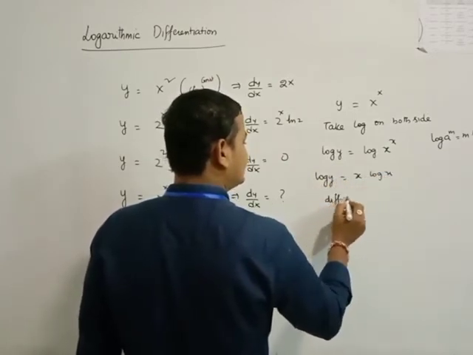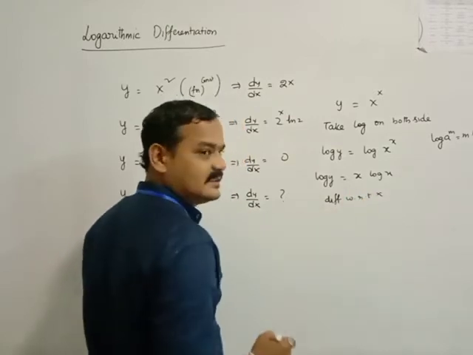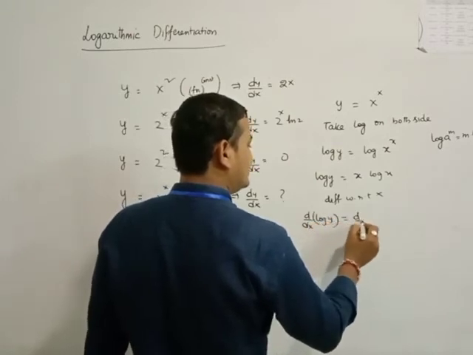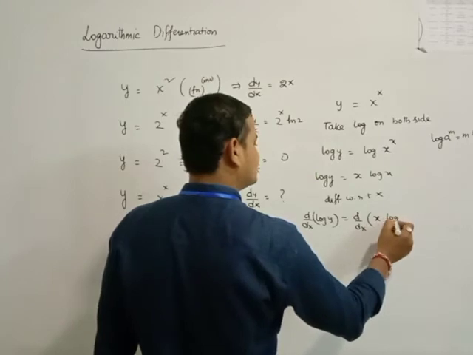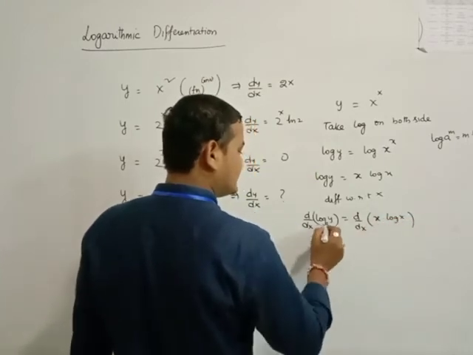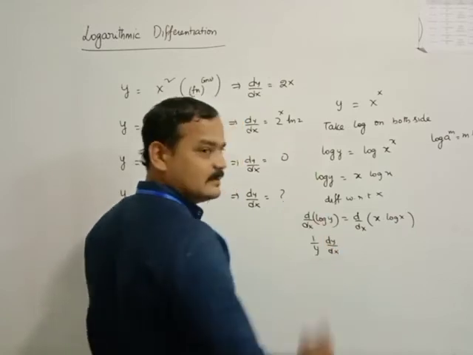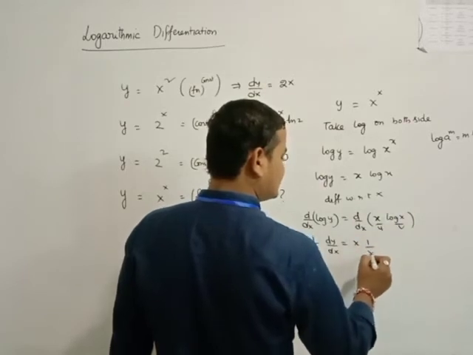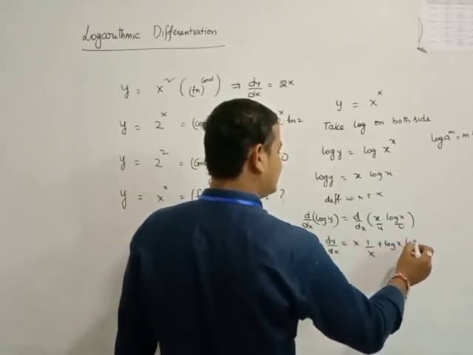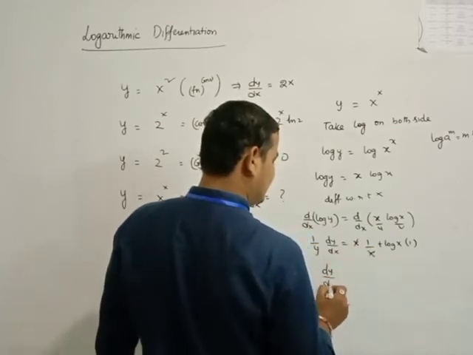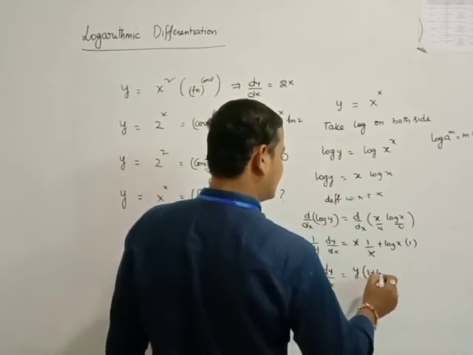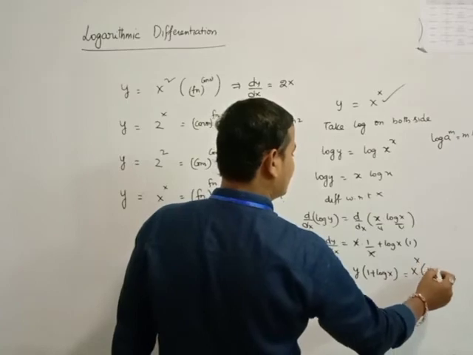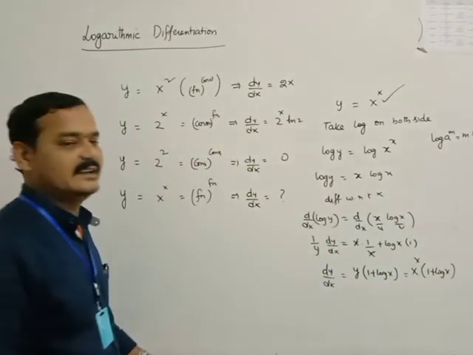Now differentiate with respect to x. Then d by dx of log y is equal to d by dx of x into log x. The derivative of log y is 1 by y into dy by dx. Apply the product rule: x into the derivative of log x, which is 1 by x, plus log x into the derivative of x, which is 1. Both cancel, so dy by dx is equal to y into 1 plus log x. Since y is equal to x power of x, dy by dx is x power of x into 1 plus log x.